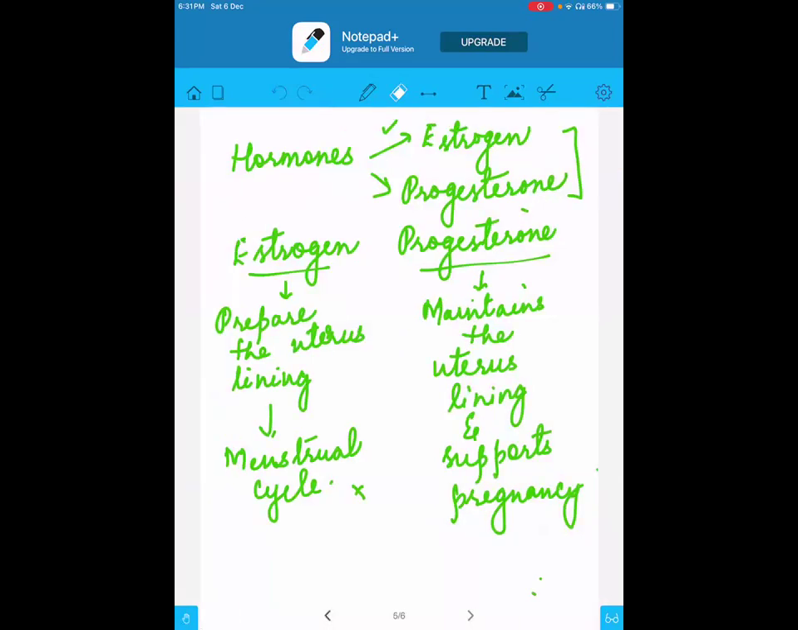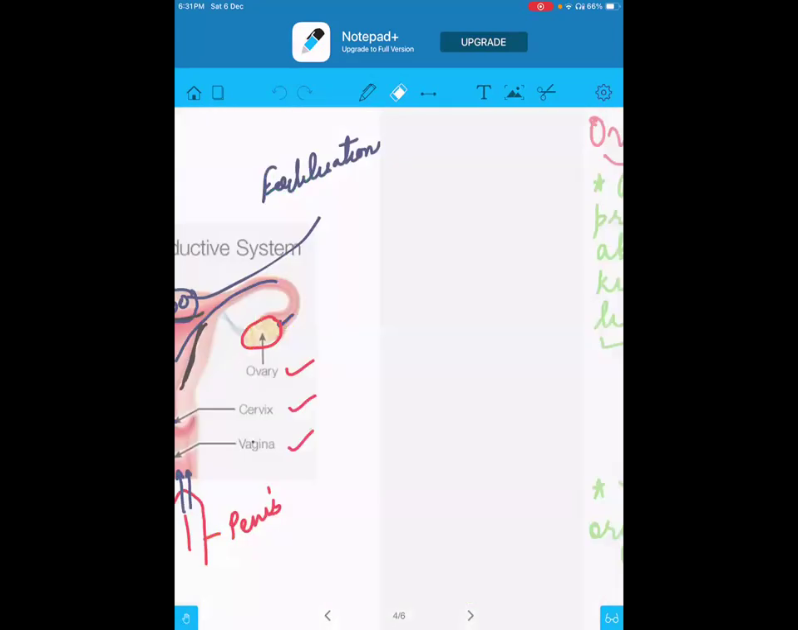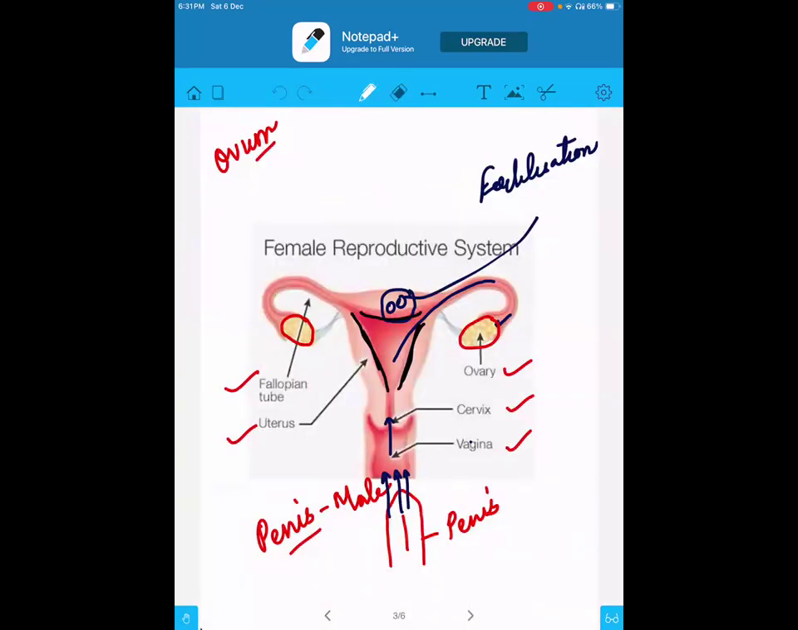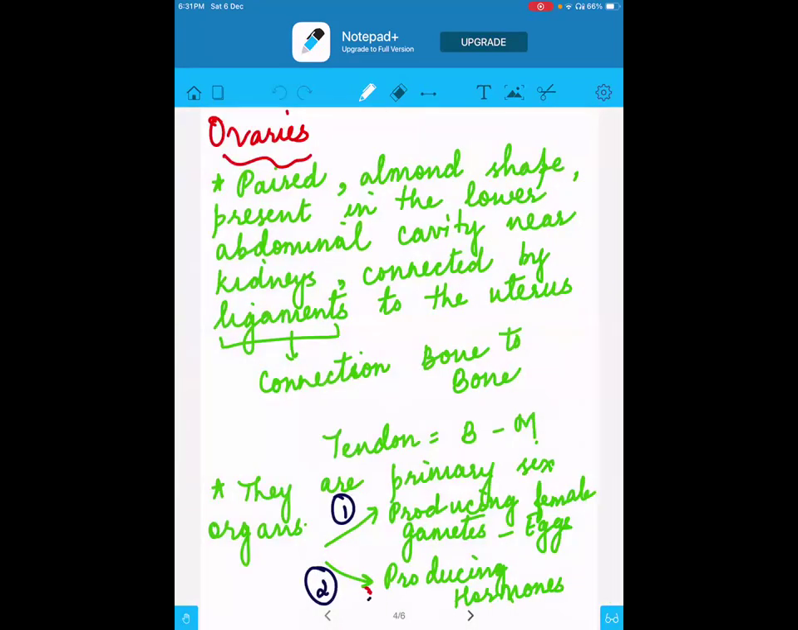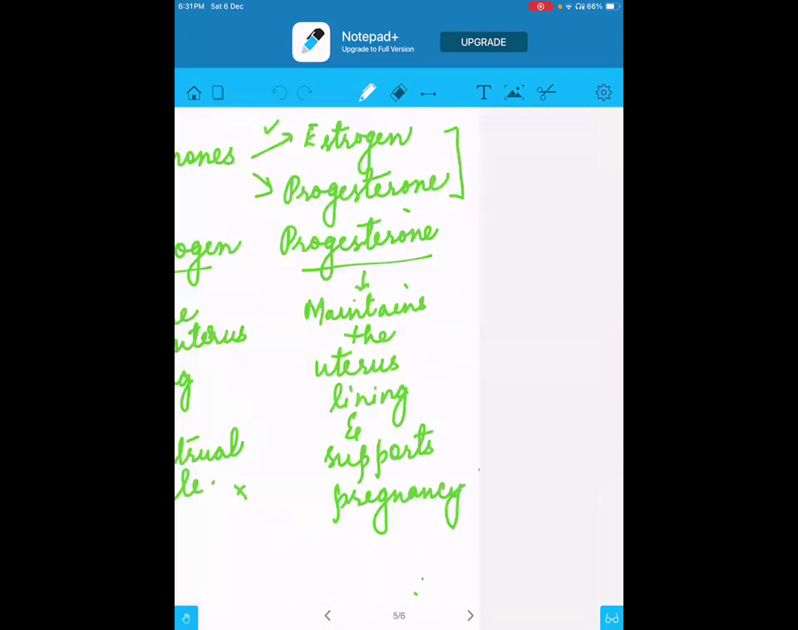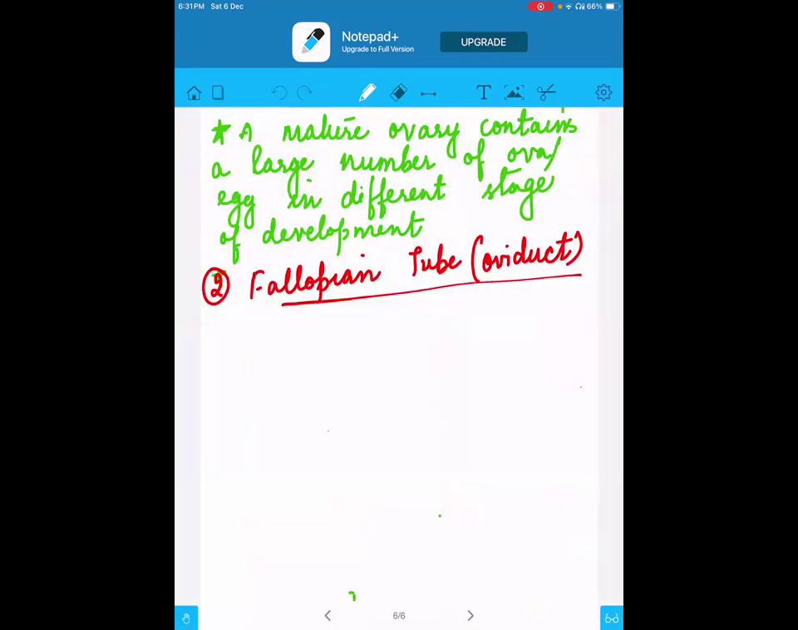So here, the fallopian tube will be available. This part is called the fallopian tube. Here, both the male and the female gamete will be fusing. That is why the fallopian tube plays a very, very important role in the fertilization process.